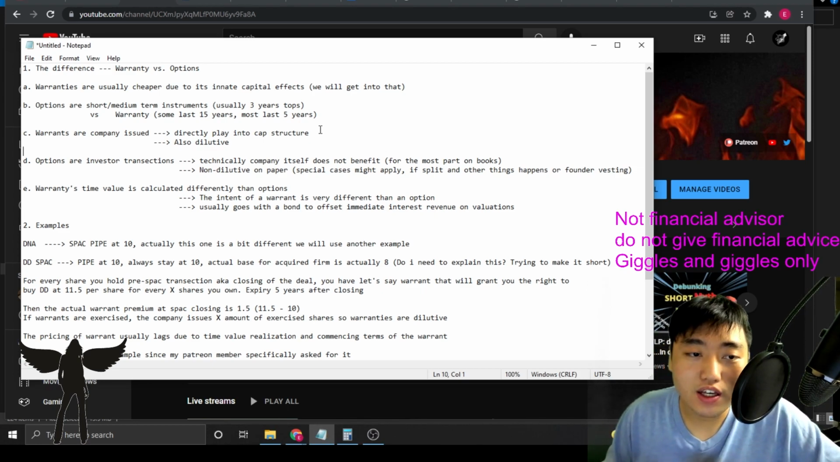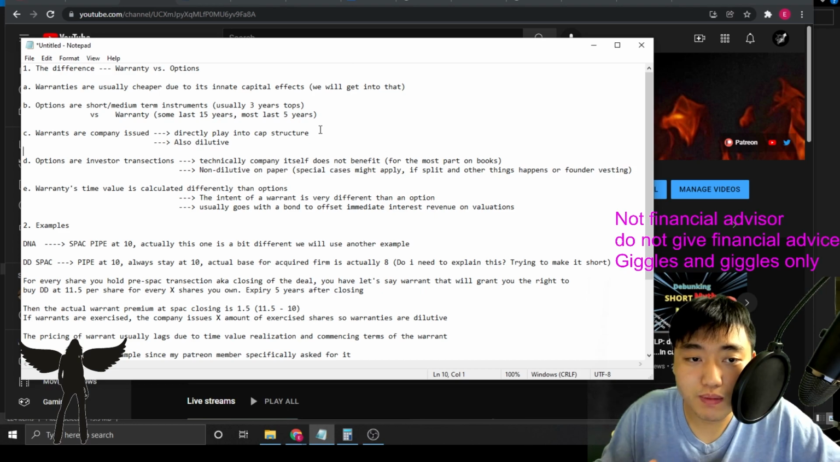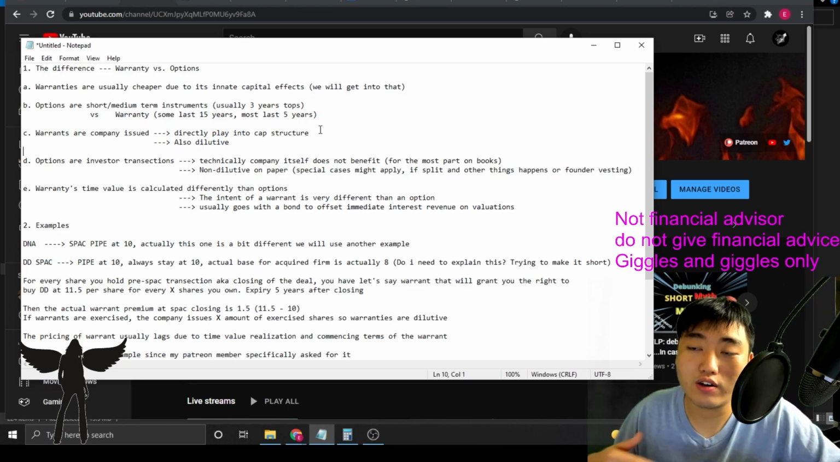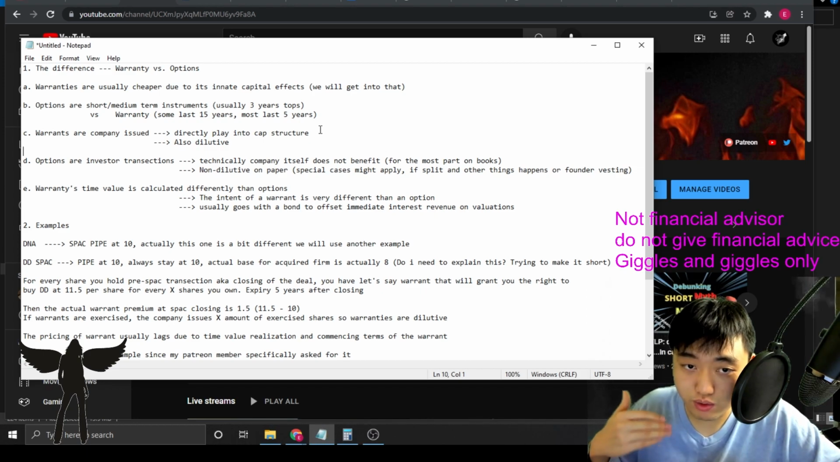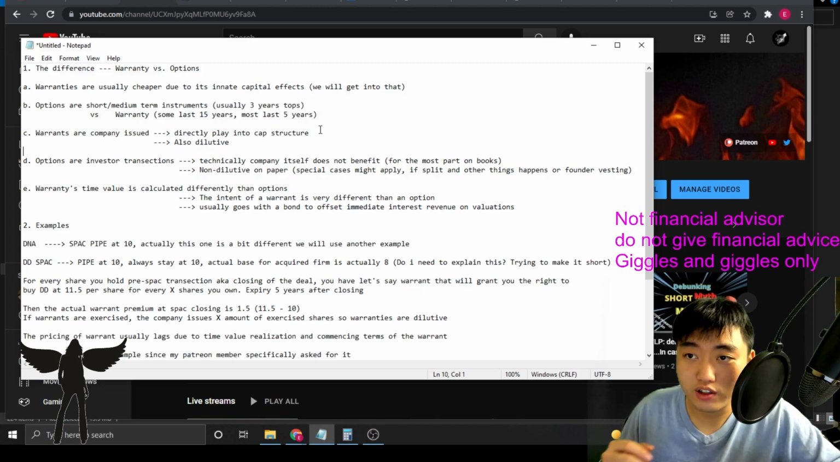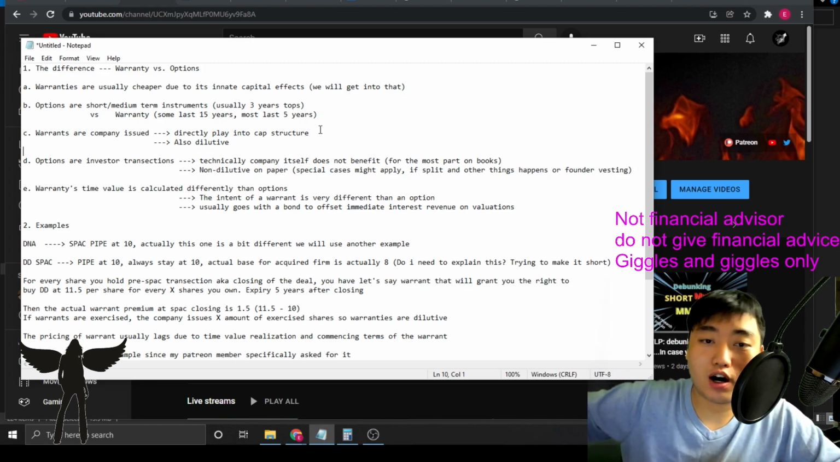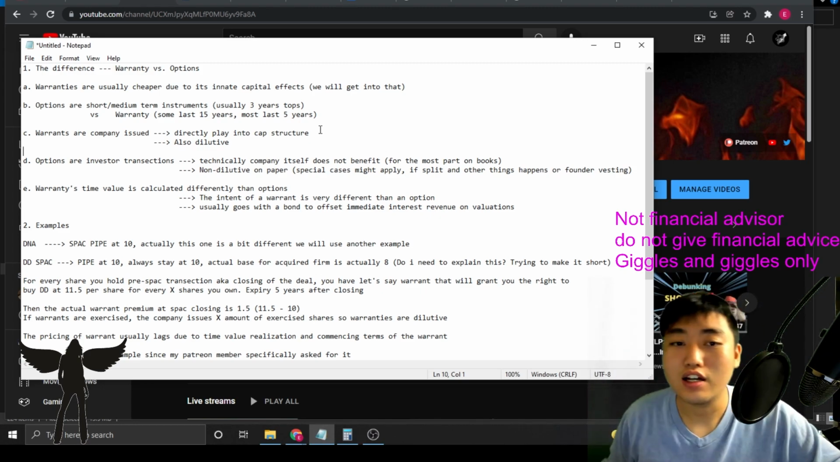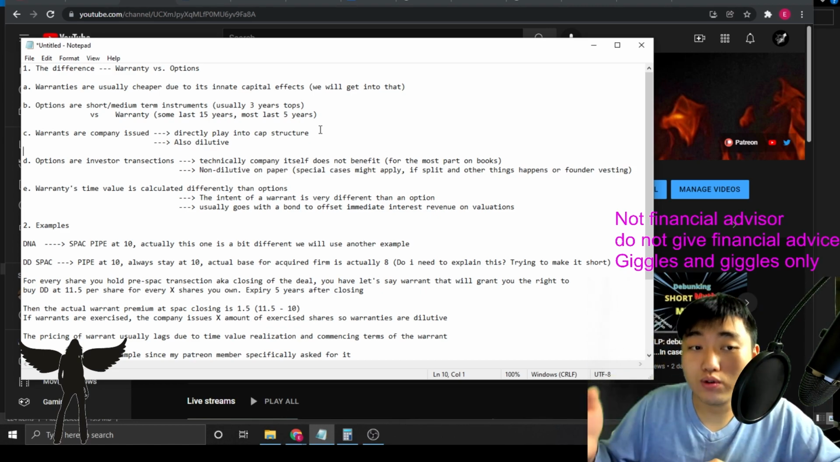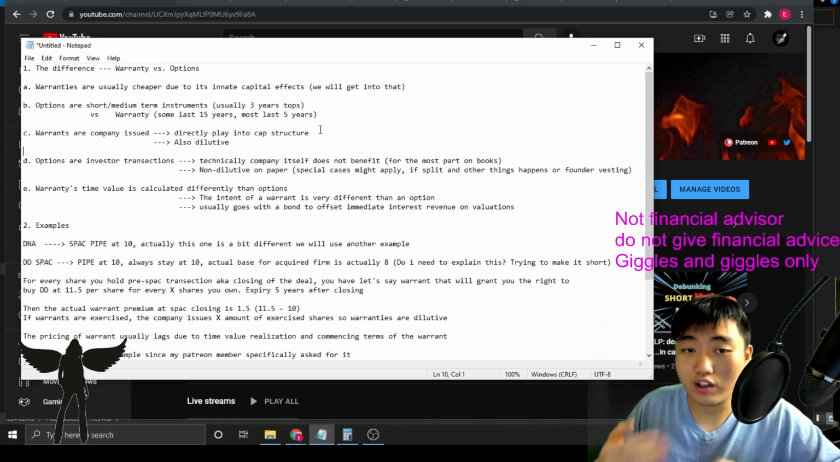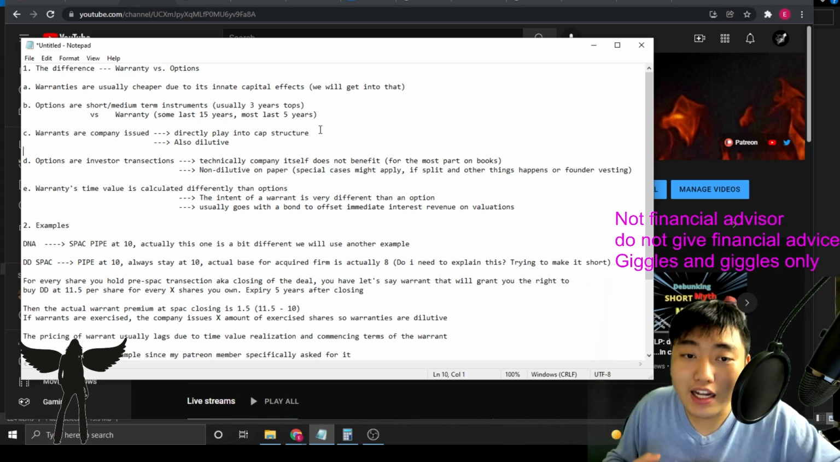Okay, and then B, options are a short to medium-term instrument, usually about 3 years top. If you look at every option chain, you'll realize that most option chains are priced 3 years ahead, and the price adjustment of longer-term options will be more drastic than the price adjustment of short-term options. But when the market moves, the volatility of short-term options will exceed the volatility of long-term options, depending on what percentage of movement the option is.